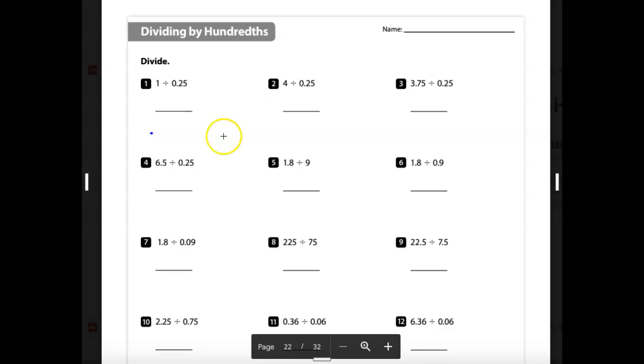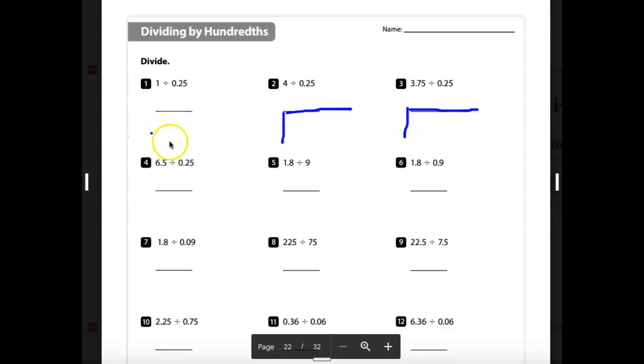So let's take a look at this, and I'm just going to use this line to show the division box, okay? So this is going to be division. And then when we read this, it says 1. So 1 goes in the box divided by 0.25, okay?